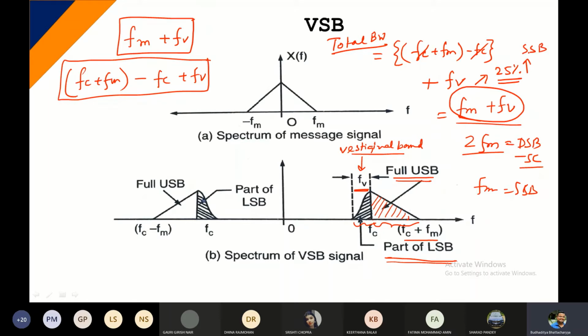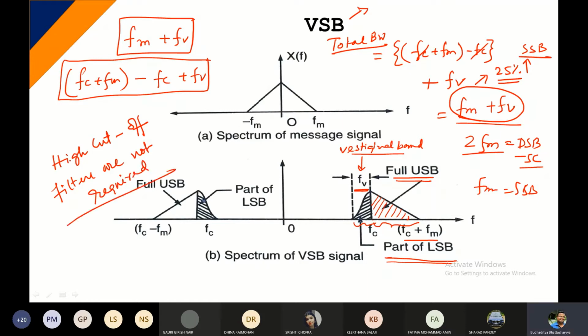than SSB bandwidth. So definitely the bandwidth efficiency is not the same as SSB. But the greatest advantage of VSB is that high cutoff filters are not required. This is a tremendous advancement, a huge improvement over SSB. So this is the fundamental advantage of VSB.